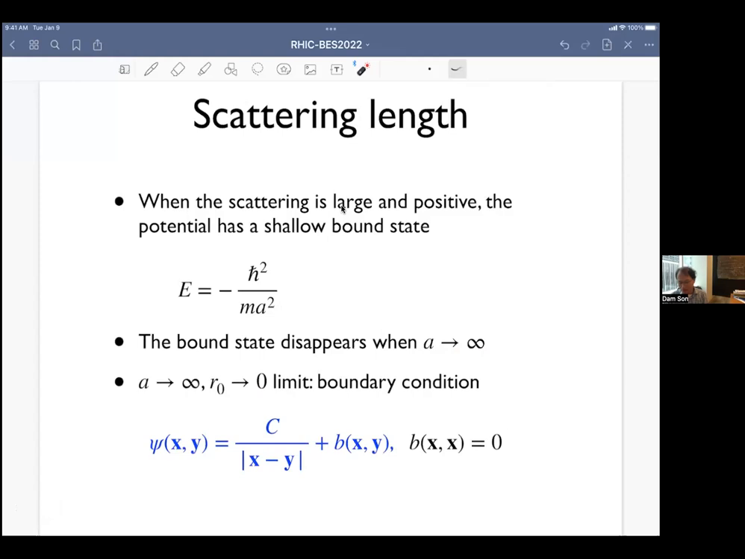And this limit can be made rather formal, independent of the potential, as a statement on the boundary condition on the wave function. So the wave function has to behave as c divided by the distance between these two particles, some constant divided by the distance, plus a regular part that vanishes when the two particles go to each other. This function is special because the Laplacian of this function is 0, and it satisfies the Schrödinger equation near when these two points go together.